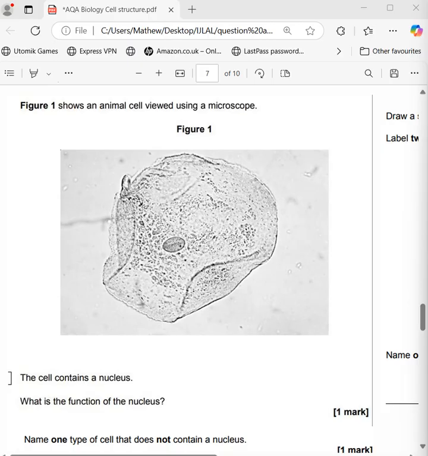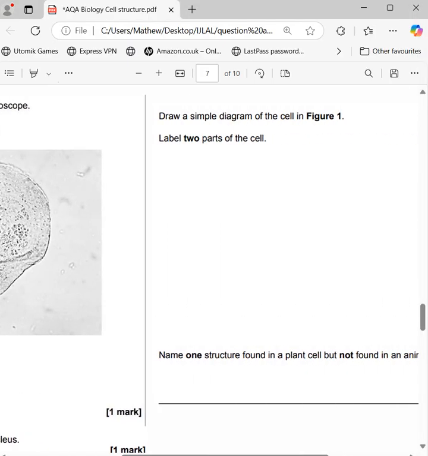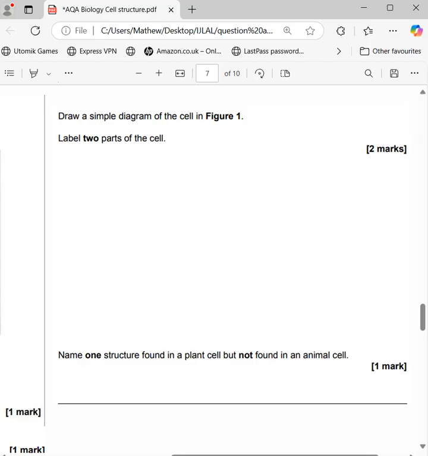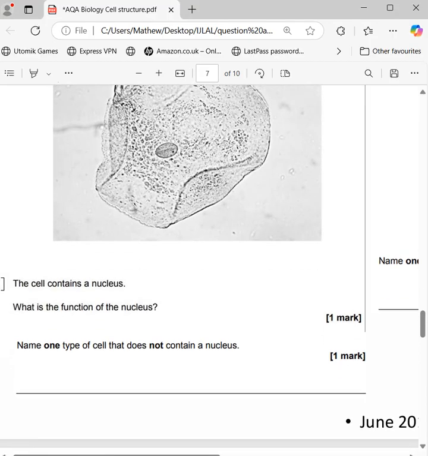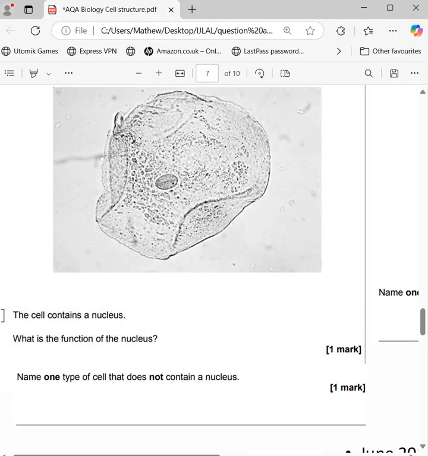Now, I have a question here. They said figure 1 shows an animal cell viewed using a microscope. What is the function of the nucleus? The nucleus contains genetic information and it helps to control cell activity. That would give you a mark. So you find that the questions don't change. It's just the same pattern.